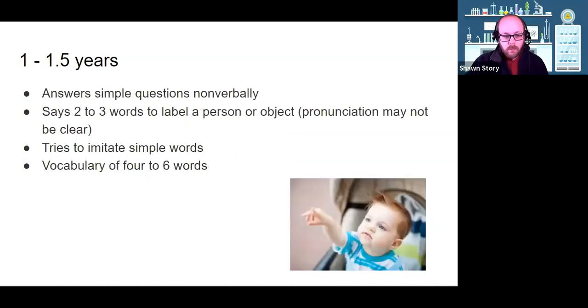We are now at 1 to 1.5 years. This is where they can answer simple questions non-verbally, right? You can say, which one's the red one? Grab the red one. Or you can give them non-verbal cues, and they can show you that they understand what you are saying even long before they can produce words.